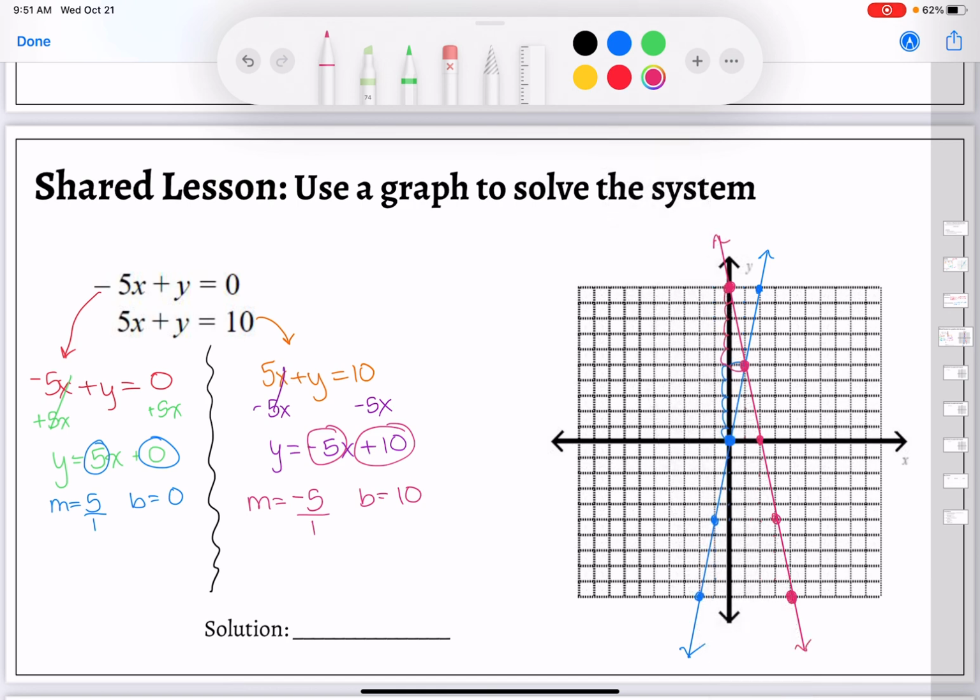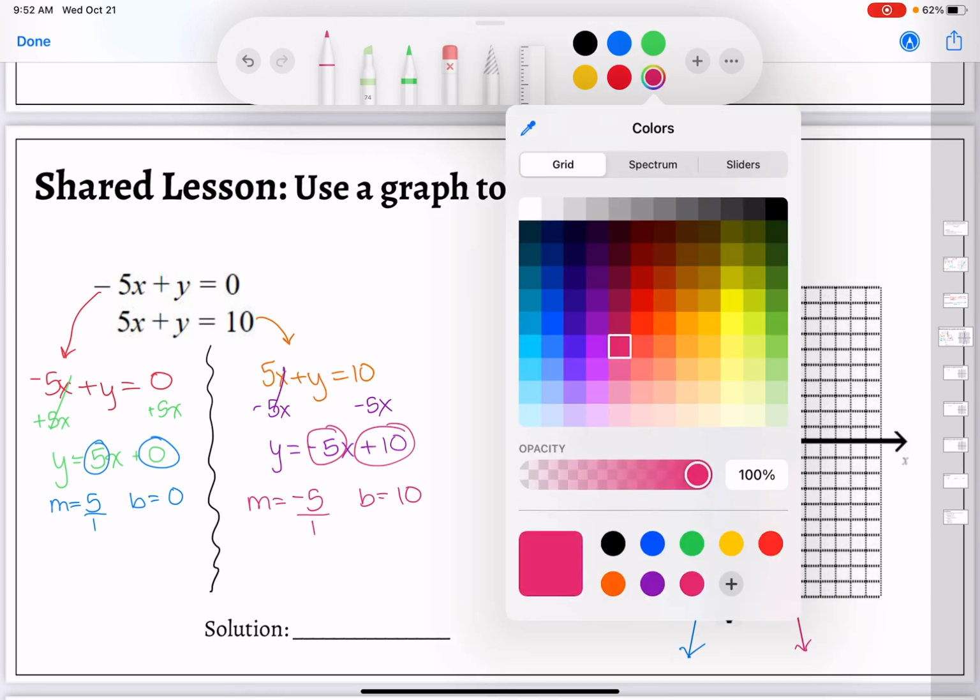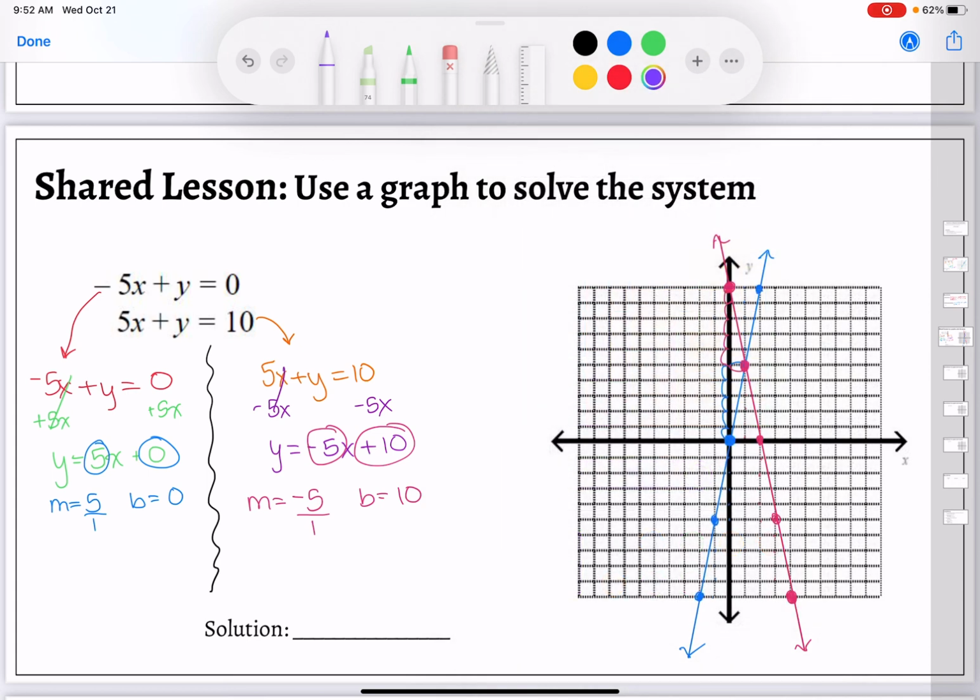Now remember that I'm trying to find a value for x and a value for y that works for both equations. And now think, if it's going to work for both equations, it has to be on both lines, right? If there's a point on a line, it's a solution to that equation. If there's a point on the other line, it's a solution to that equation. So I have to find the point that works in both equations. Well, it's this point right here where the two lines intersect, right?